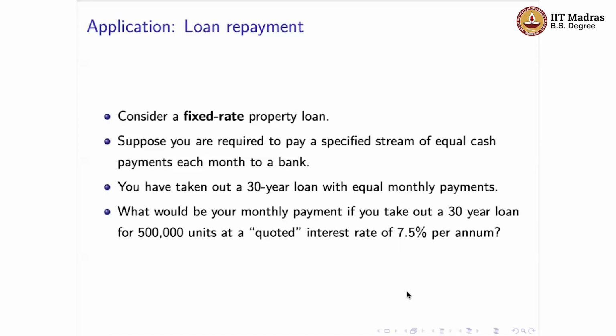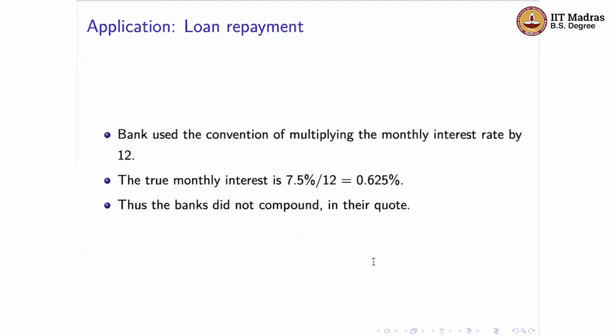Before we delve into how to actually answer this question, note that we have used the word quoted here in quotes, right? The reason is that different banks often have different conventions of how to quote the interest rate. This is always something you should keep an eye out for whenever you take out loans, because for some reason it is always quoted in a way which is favorable to the party giving out loans to you, right? So this is always something to be careful of.